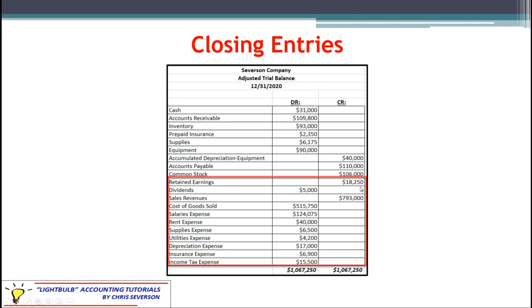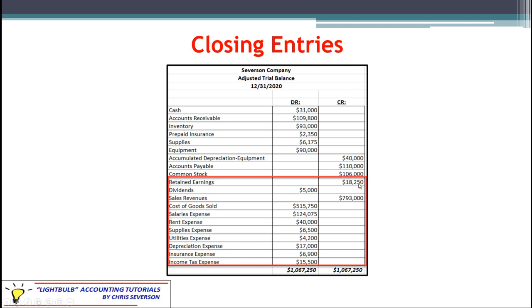Instead, the balance sheet, which only has assets, liabilities, and equity, does not have any revenues or expenses. The balance sheet retained earnings is going to be the amount after we're done with those closing entries to begin with. So $18,250 is our starting point. We're going to be adding some more in when we close revenues. We're going to be subtracting some out when we close dividends and expenses.